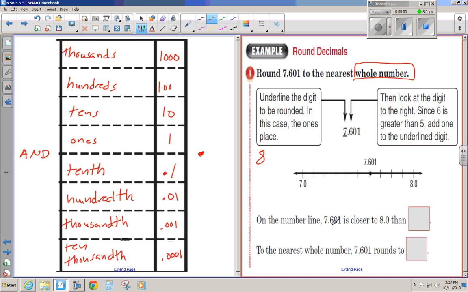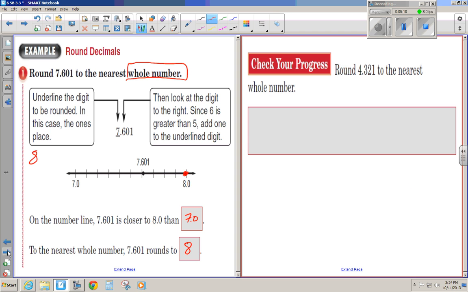So on the number line, 7.6 is closer to 8.0 than to 7.0. To the nearest whole number, 7.6 rounds to 8. Now round 4.321 to the nearest whole number. The nearest whole number is right there. So look at the 3. 3 is less than 4, so 4 to the floor. So this rounds just to 4.